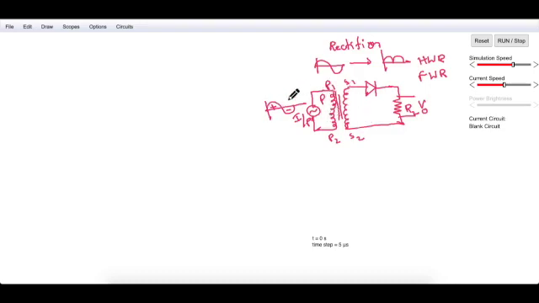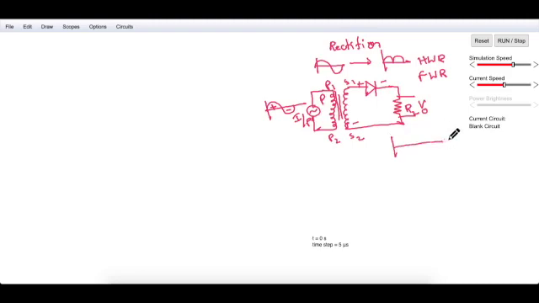Now during positive half cycle, S1 is at positive voltage, S2 is at negative voltage, which means the diode's N side is at negative voltage. So please observe here, during positive half cycle, P side is at positive voltage, N side is at negative voltage, which means the diode is in forward bias. As we all know, a diode in forward bias conducts.